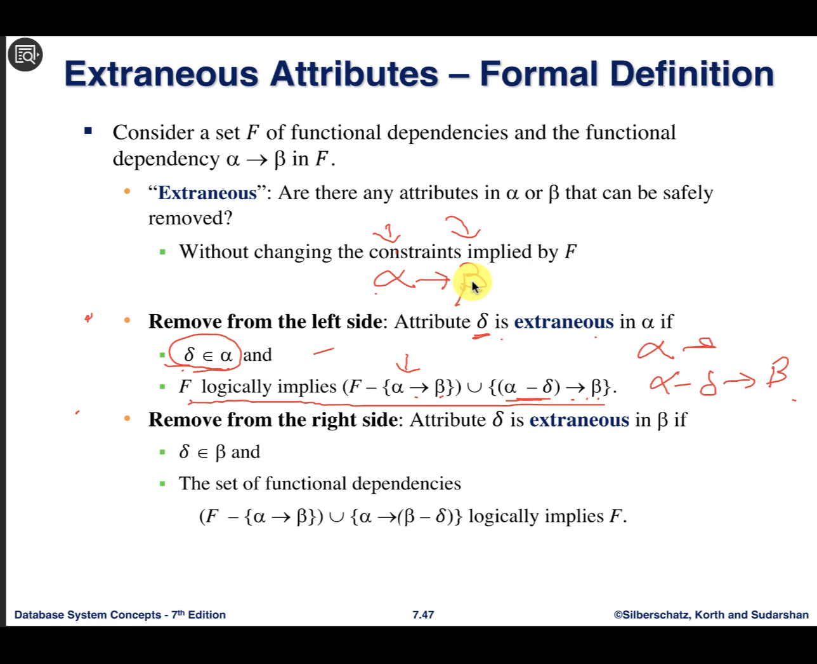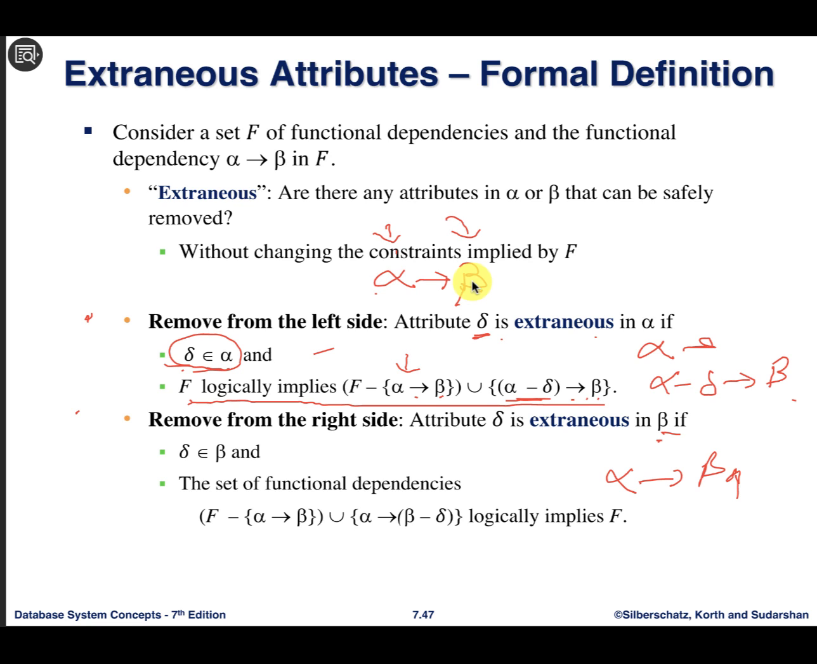from alpha minus delta. Okay, if we remove this one from the left-hand side, what does that mean for the right-hand side? We're going to remove something from the right-hand side, in this case from beta. And what are we still able to do? We're still able to reach beta in this case. You start with alpha, and you have the beta.